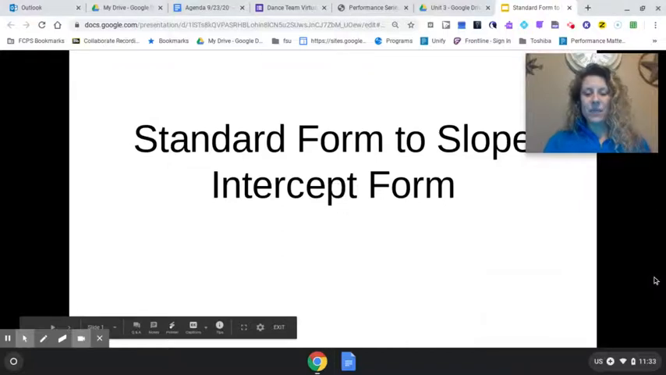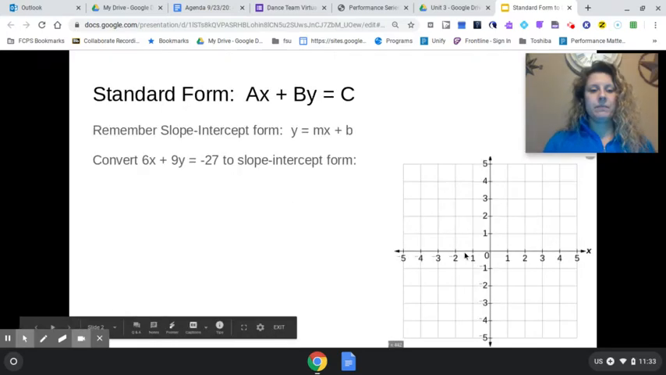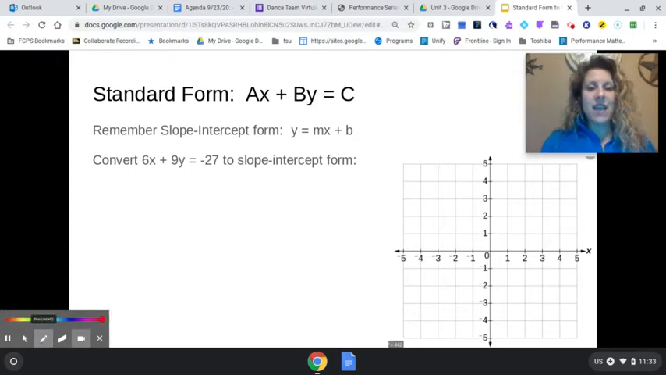Okay, in this lesson, we're going to be talking about how to convert from standard form to slope-intercept form. So, a couple things to remember. First of all, standard form is ax plus by equals c. And then slope-intercept form is solved for y. So y equals mx plus b, where m is the slope and b is the y-intercept.